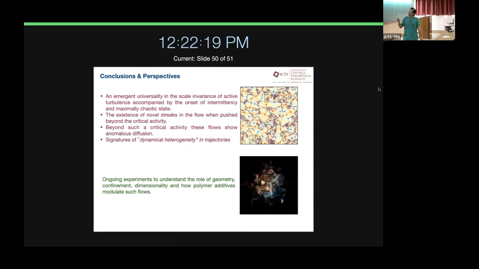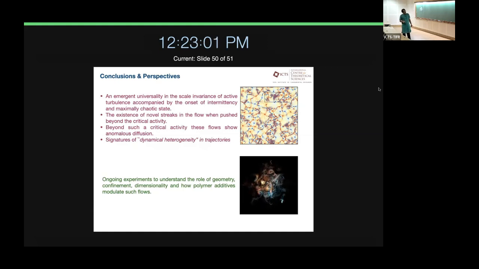So I will end here because we have to break for lunch and conclude by saying that there is an emergent universality in the scale invariance, which is accompanied by the onset of intermittency and maximally chaotic states beyond this critical activity. And more interestingly, and this is something that I haven't touched upon at all, but I could do it for those with a bias for disordered or glassy systems, we do find very strong evidence of dynamical heterogeneity in our trajectories, where you condition the statistics of the trajectory in the normal way you would do in disordered systems.